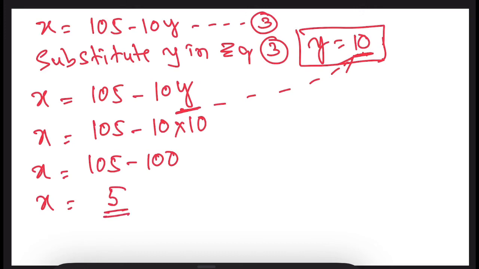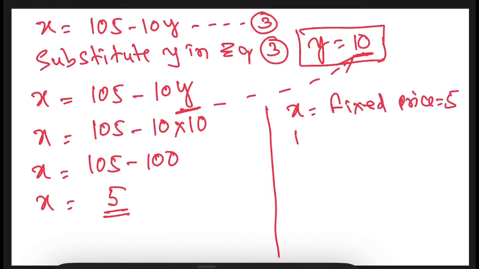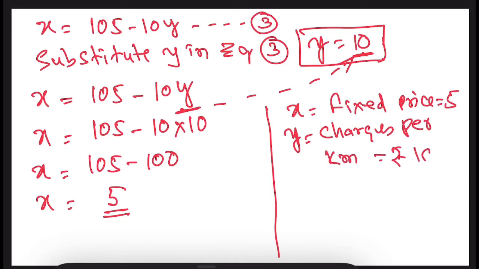Got it? So now what is this? x is what? Fixed price. Fixed price equals 5. y is what? Charges per kilometer equals rupees 10. So now he is saying, what is the fixed price? We got the fixed price. What are the charges per kilometer? We got it. How much does a person have to pay for traveling a distance of 25 kilometers?